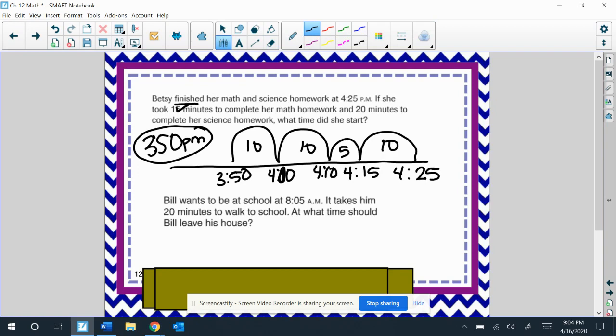So I need to set up my number line, my timeline, I should say. And Bill wants to be at school at 8:05. So if he wants to be there, that means he's not starting, he's actually ending up at school at 8:05. It takes him 20 minutes to walk to school. So I'm going to be jumping by 20. And what time should he leave his house? That means I want to know when he started walking. So I'm going to go back by 10.